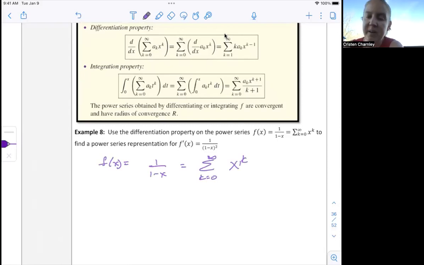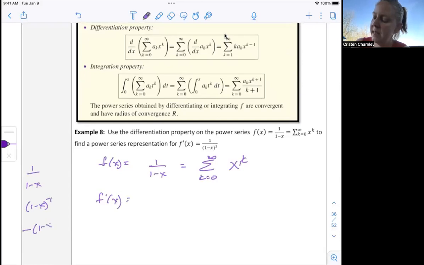Now I want to find the derivative. So I'm going to start with my notation, f prime of x. We know that means first derivative. On this term on the inside, we could do this as a quotient rule. We could also bring this to the top. 1 over 1 minus x is the same thing as 1 minus x to the negative 1. So this would really be negative 1 minus x to the negative 2 times the negative 1. So 1 over 1 minus x squared, which is exactly what's given in the problem.